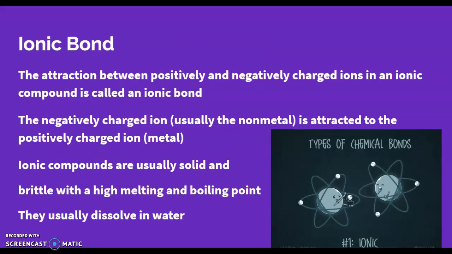Okay, so ionic bonds form when the attraction between positively and negatively charged ions brings them together. That's called an ionic bond. So the negatively charged ion, which is usually the nonmetal, right, because they've gained that extra electron, is attracted to the positively charged ion, which is usually the metal because they've lost an electron.